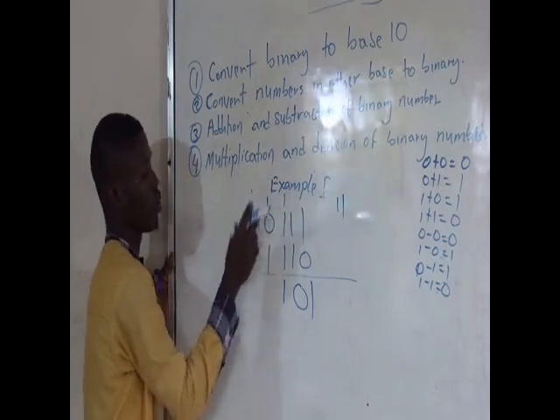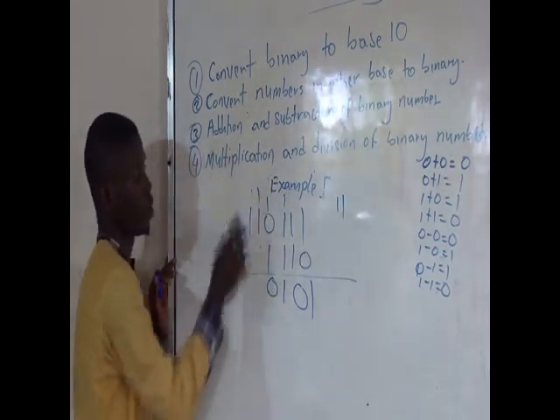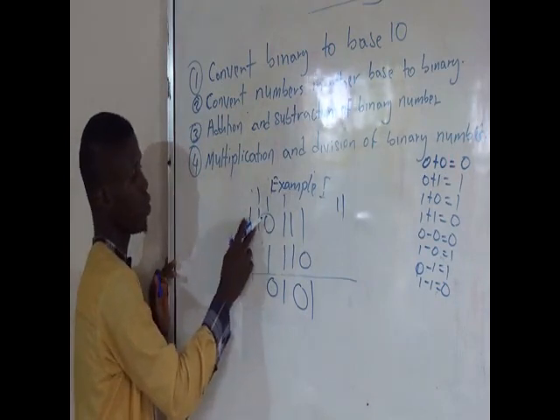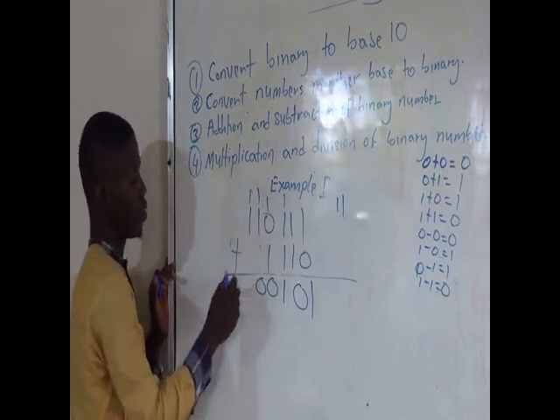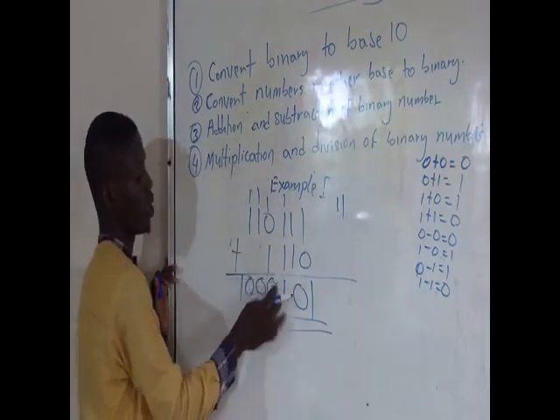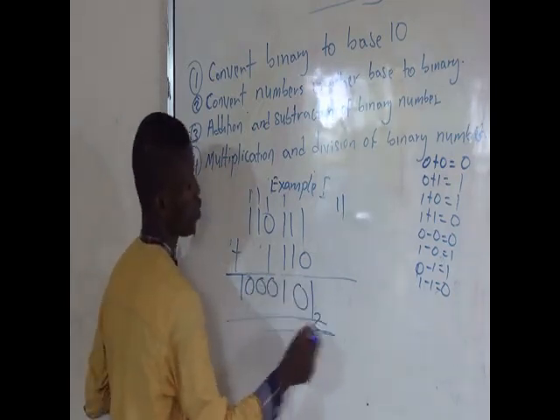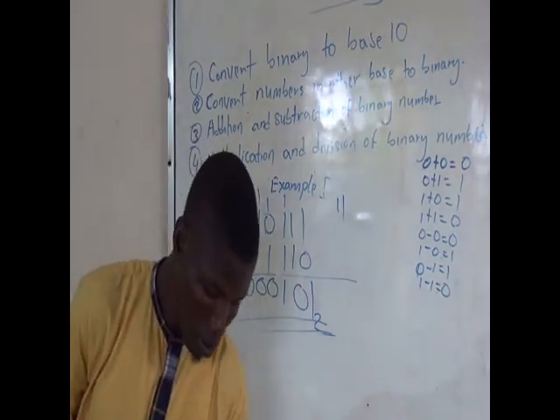1 plus 0 is 1, plus 1 gives us 10. We write 0 and carry 1. 1 plus 1 is 10, which is 2. Write 0 and carry 1. 1 plus 1 is 10, 1 and 0. So our answer gives us 1, 0, 0, 0, 1, 0, 1 base 2. That's for addition. Let's check subtraction.